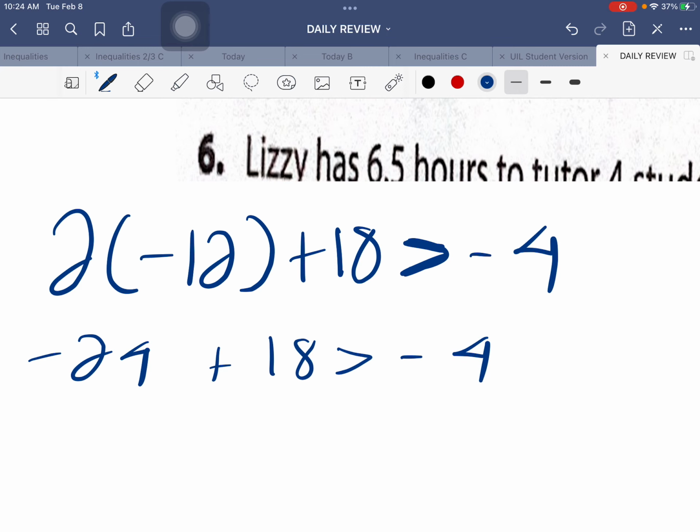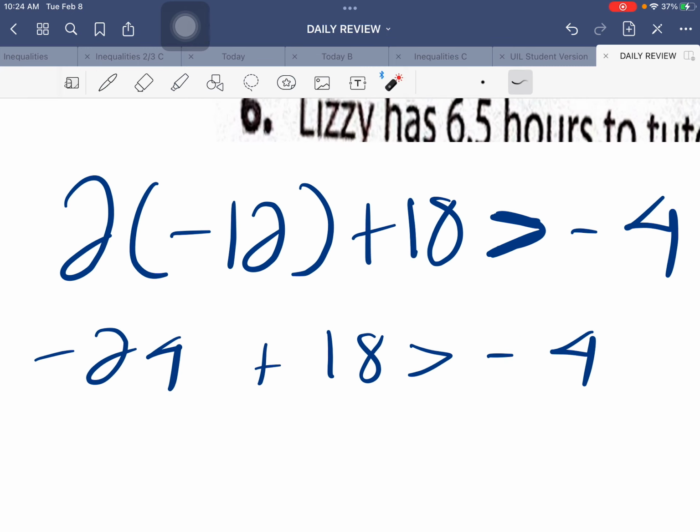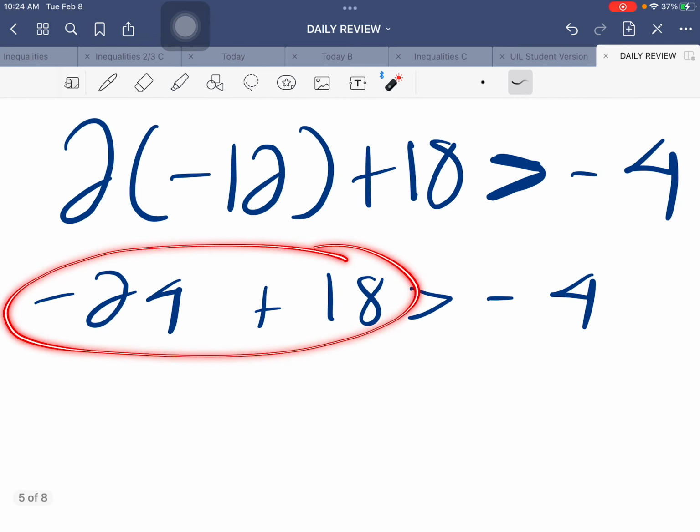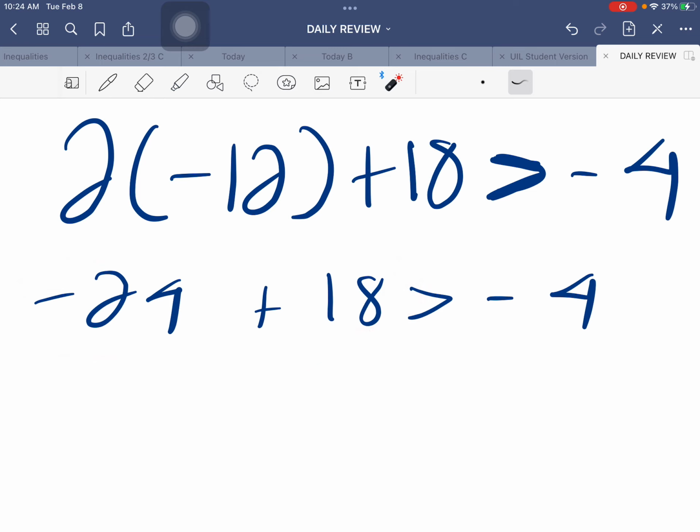Now, same sign or different sign? This right here. Different signs, what do you do? Subtract. What's 24 minus 18? 6. And which one's bigger? The 24 or the 18? So it's negative 6. Bring everything else down.